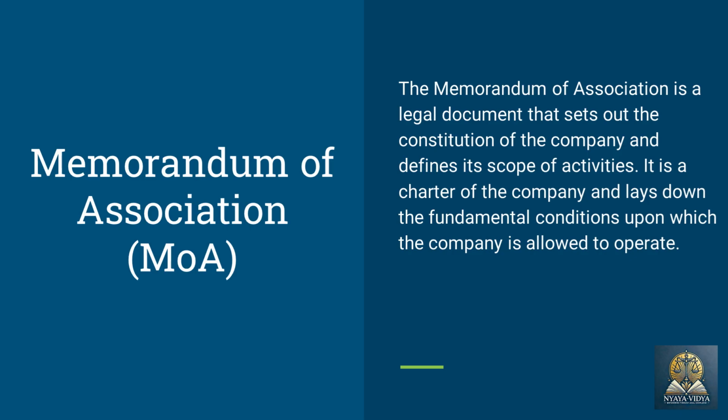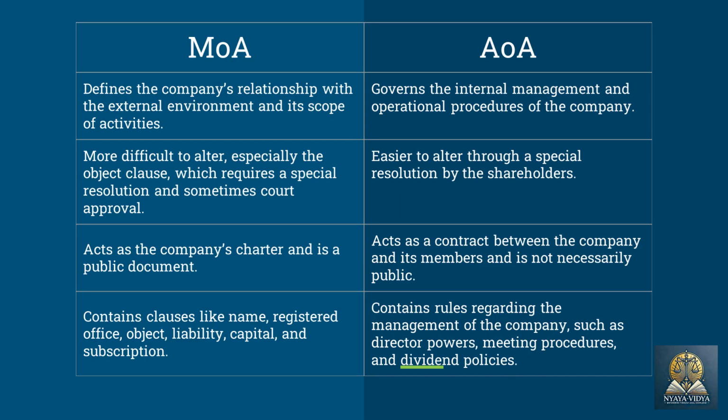Next one is Memorandum of Association. I said articles of association is an internal document. Similarly, MOA is an external document. So this MOA defines the company's scope and activities. It is actually a charter of the company and it lays down the fundamental conditions upon which the company is allowed to operate.